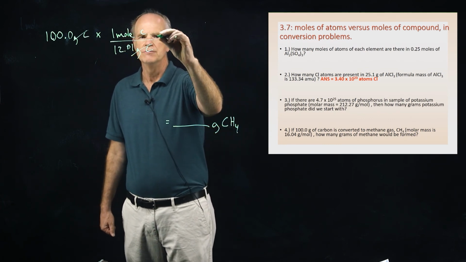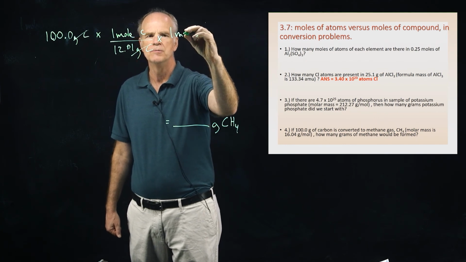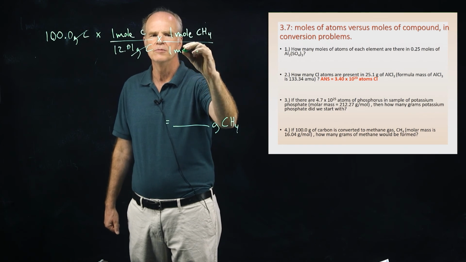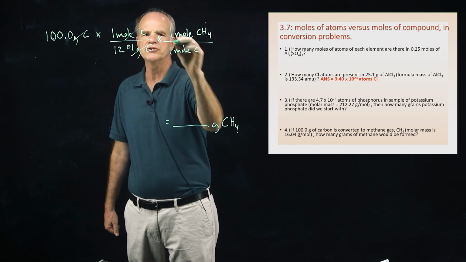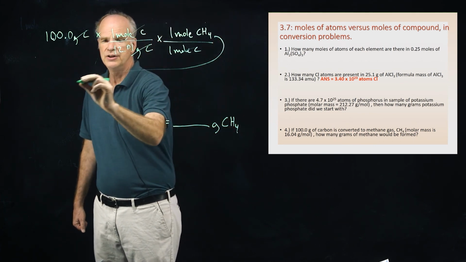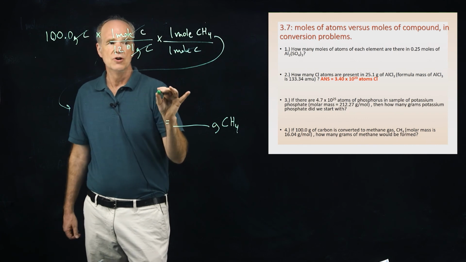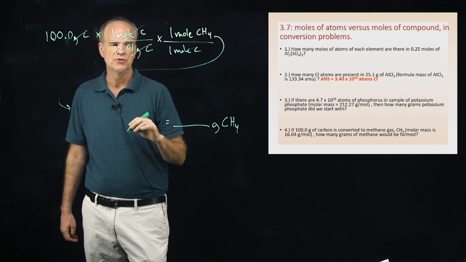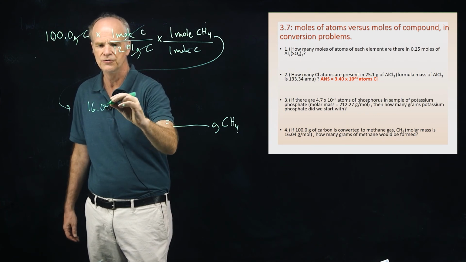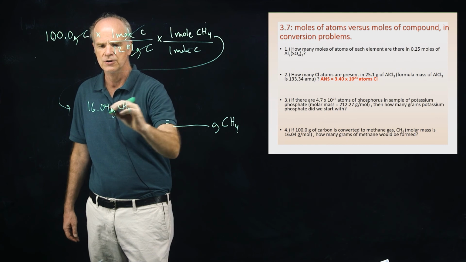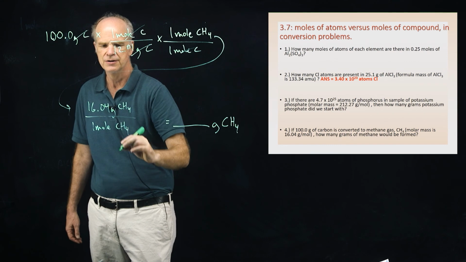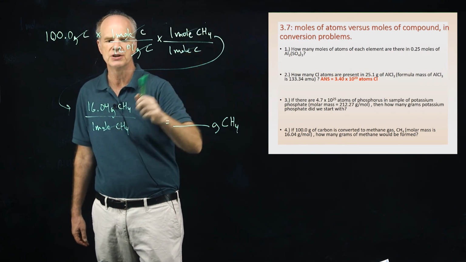So we can put up that conversion here. 1 mole CH4 over 1 mole of carbon. So moles carbon cancel, and you have an answer in moles CH4. And then you have to get moles of CH4 into grams of CH4, which shouldn't be too difficult. It's going to be times 16.04 grams of CH4 over 1 mole of CH4. Okay, so the moles CH4 cancel, get an answer in grams CH4.